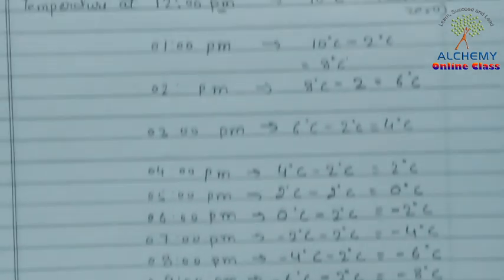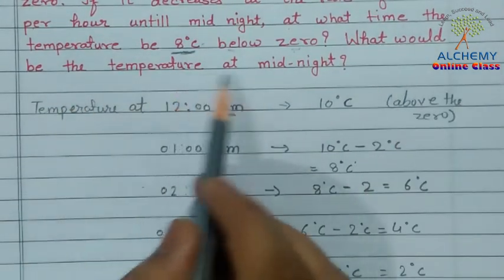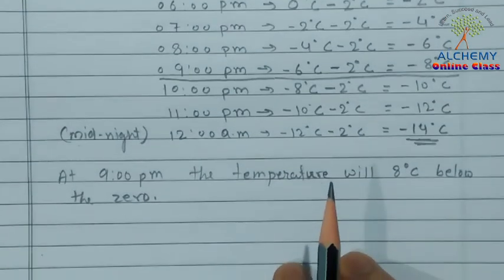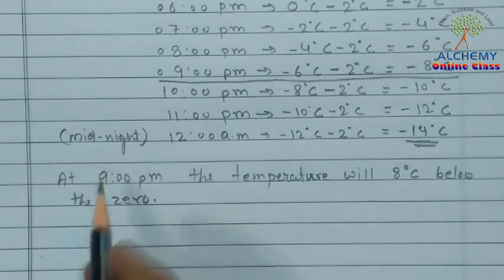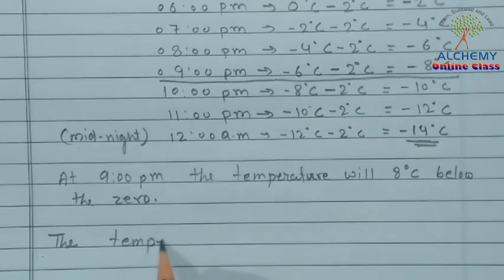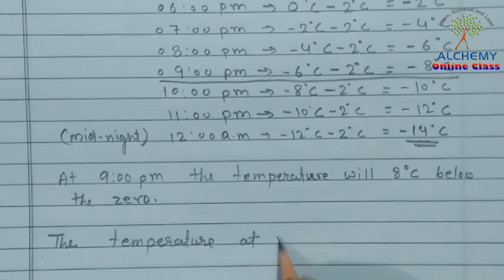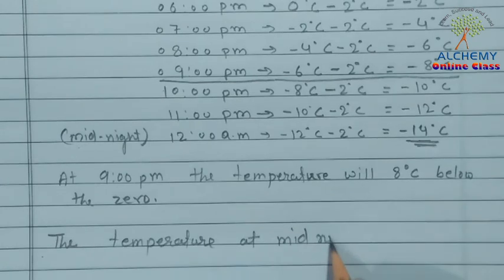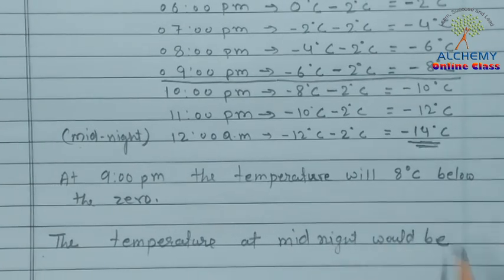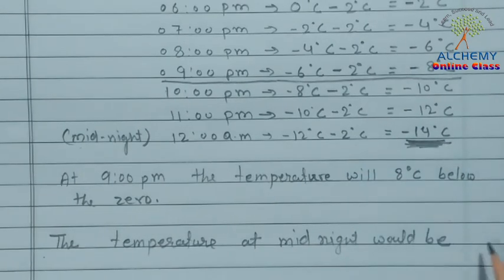What was the next question here? What would be the temperature at midnight? We have to write the temperature at midnight. Okay, so the temperature at midnight would be minus 14 degrees Celsius.